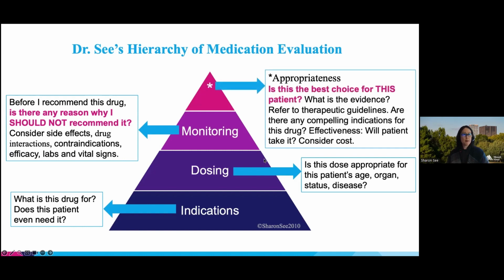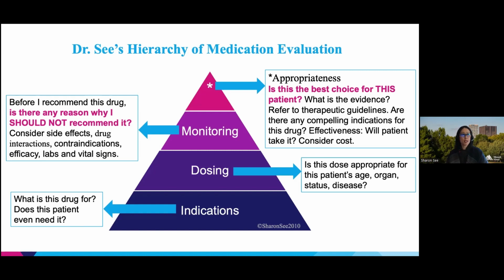And then when you get to the top of this pyramid, this is where we're looking at appropriateness. Is this the best choice for the patient sitting in front of you? What's the gold standard of care? What's the evidence? You want to think about effectiveness. Can the patient afford this medication? Will they even take it? So when you get to this point, if we're using the example of amlodipine 5 milligrams daily, and they just have hypertension, then you're good. It's appropriate, no problem. Go ahead and order that medication.